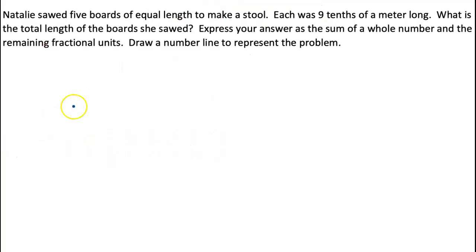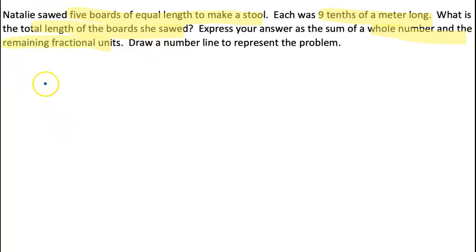All right, really quickly, let's look at number 4. This is a word problem, so I really want you to kind of think about how to dissect this. It says Natalie sawed 5 boards of equal length to make a stool. Each was 9/10 of a meter long. What is the total length of the boards she sawed? It says express the answer as the sum of a whole number and a remaining fractional unit. Okay, that means whole number and remaining fractional units. That means a mixed number. Okay, and you can draw a number line to represent the problem.